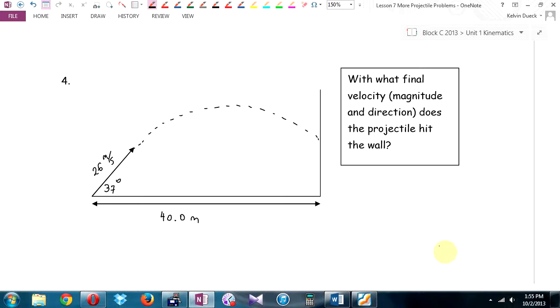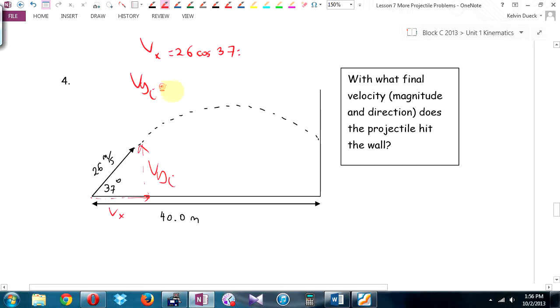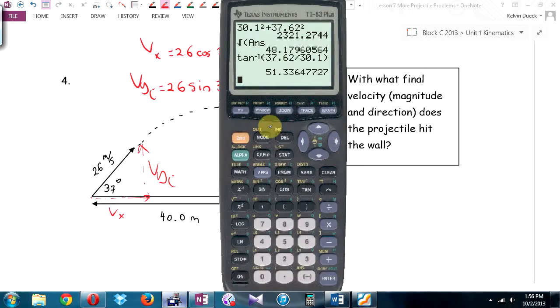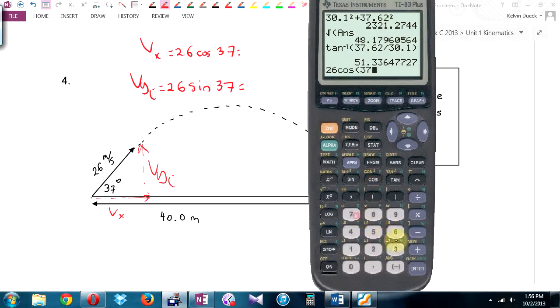Bree, do you see an angle? You know what that means, don't you? It's a word that begins with letter C and rhymes with components. Components. I'll do that above the picture. So there's Vx, Vy initial, and I'll say Vx is going to be 26. Which trig function? Cos 37. And Vy initial is going to be 26 sine 37. 26 cos 37: 20.76.